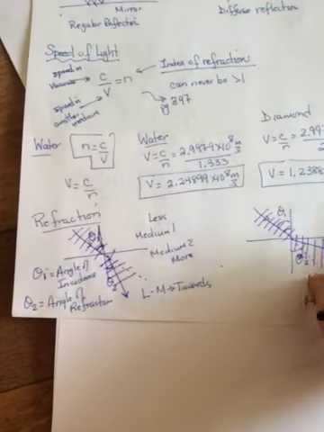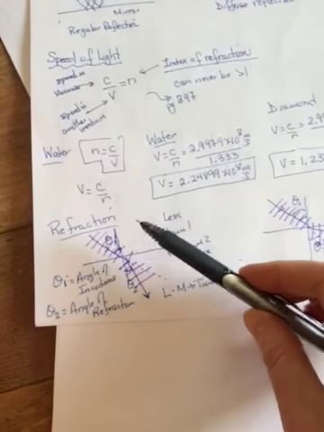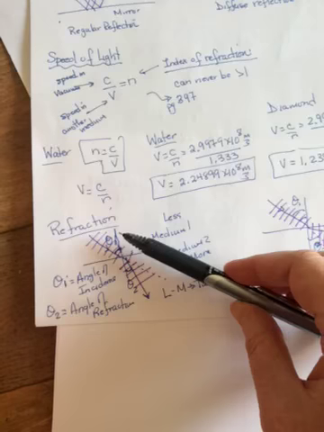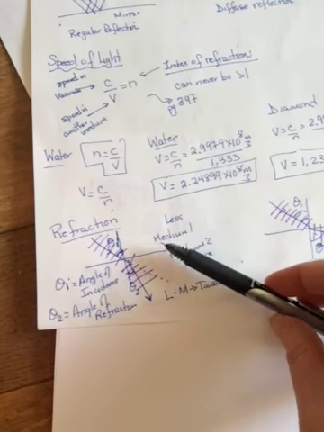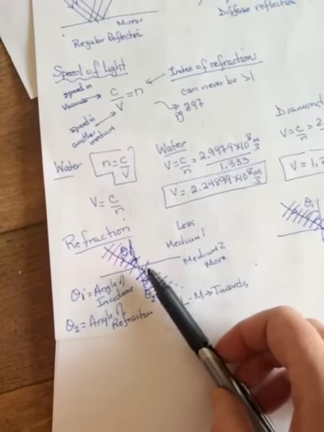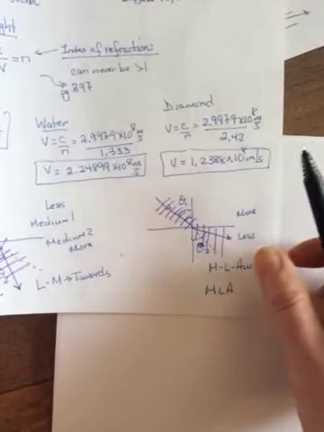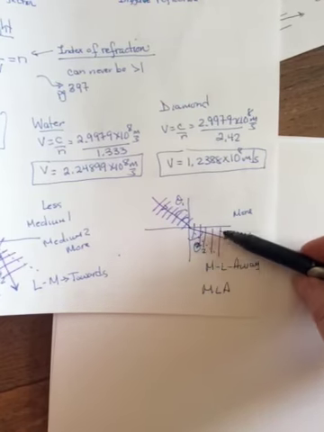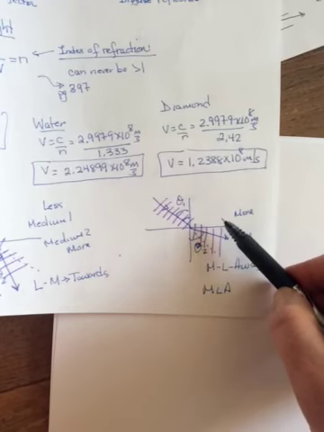Okay, I want to go back to refraction for a few minutes. So we had the picture, and these are in your notes, where we were going from a less dense medium to a more dense medium, and the refracted ray was bending towards the normal. And then we had the picture where we were going from a more dense medium to a less dense medium, and the refracted ray was bending away from the normal and up towards the boundary.